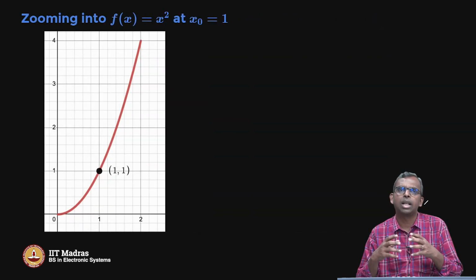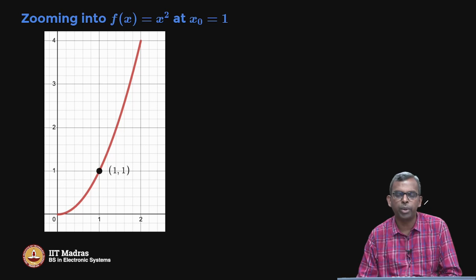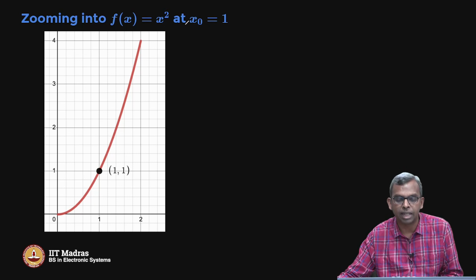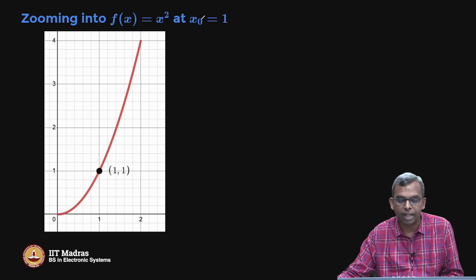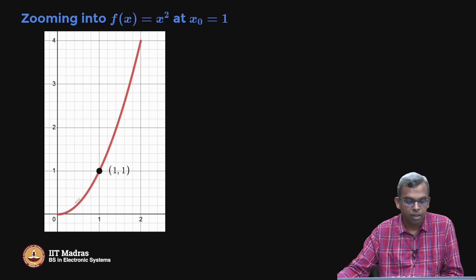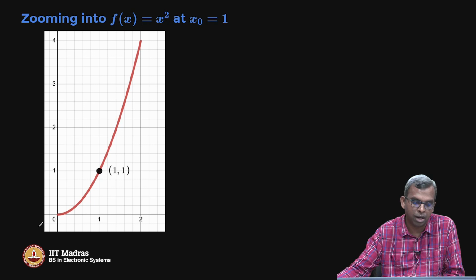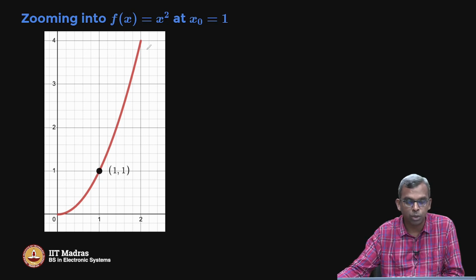Before we look at the definition very closely, I want to motivate it a little by zooming into the function f of x equals x squared at the point x naught equals 1. This is the familiar y equals x squared curve, which I have drawn on Desmos. It starts at 0, has a slow takeoff, and then picks up and goes higher and higher. At 1, the value is 1, at 2, the value is 4.